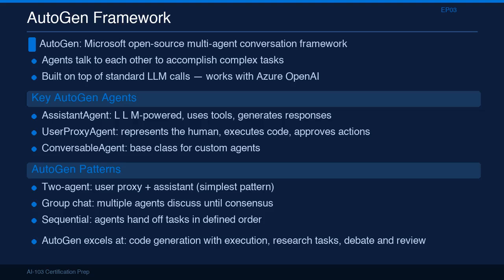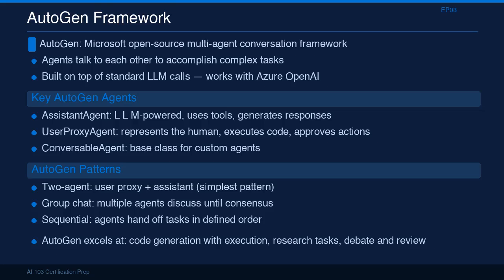AutoGen is Microsoft's open-source framework for multi-agent systems where agents collaborate by talking to each other. The core pattern: you create multiple agents with different roles, and they exchange messages to accomplish a task together. The two most common agent types are assistant agent and user proxy agent. The assistant agent is powered by an LLM and can use tools and generate responses. The user proxy agent represents the human user, executes code in a local environment, and can require human approval before proceeding.